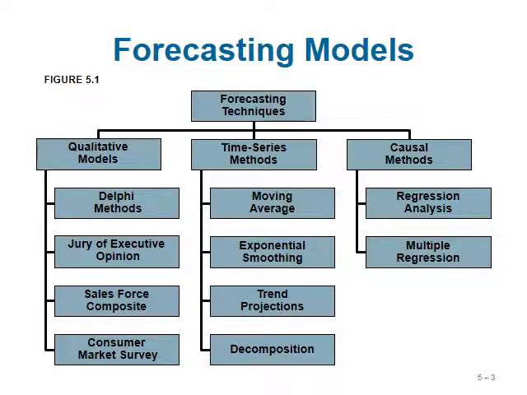Here we can break down forecasting into several categories. On the left, we have qualitative models, which we tend to use if we lack historical quantitative data. However, if we have quantitative data, then we will use either time series methods or causal methods like regression, which we learned about last week.